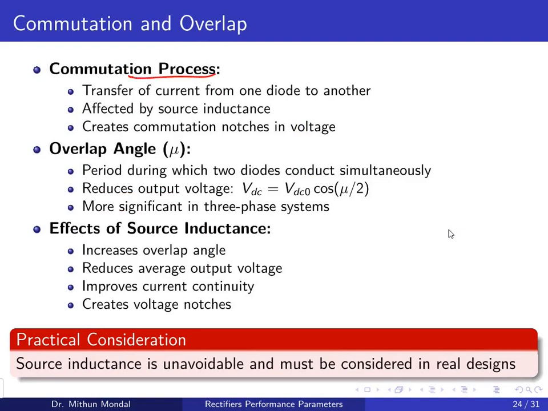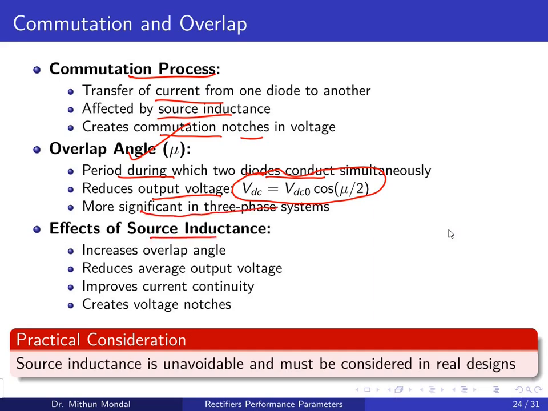So the commutation process, which is the transfer of current from one diode to another, is generally affected by the source inductance, and it creates commutation notches in voltage. Overlap angle mu, which is the period during which the two diodes conduct simultaneously, reduces the output voltage. So the formula that we use for the overlap angle to determine the DC voltage is VDC equal to VDC naught cos of mu by 2. So this is more significant in the three-phase system.